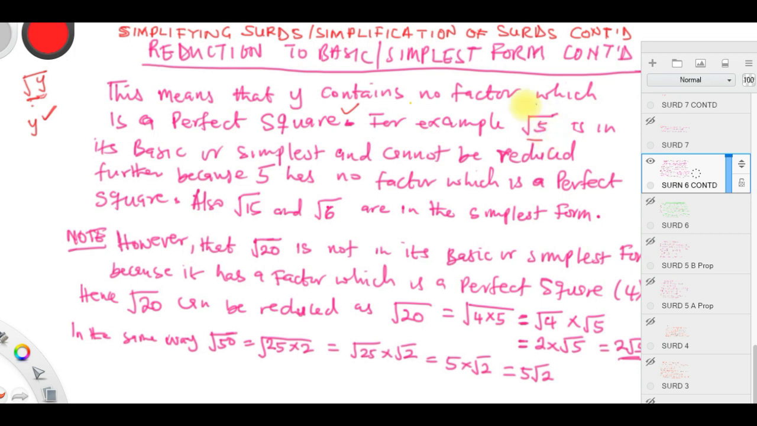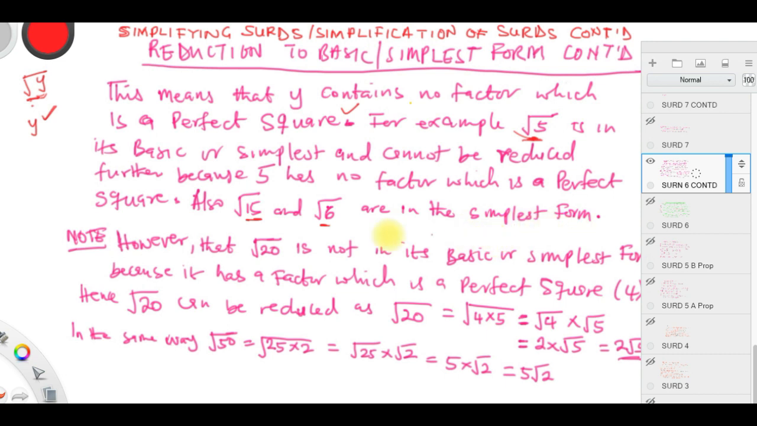We cannot simplify the square root of 5 further, because 5 has no factor which is a perfect square. Also, the square root of 15 and the square root of 6 are all simplified completely. They are all in their simplest or basic form.